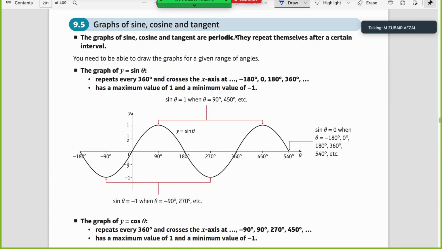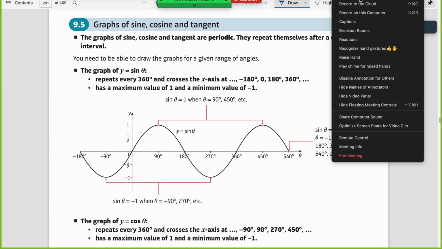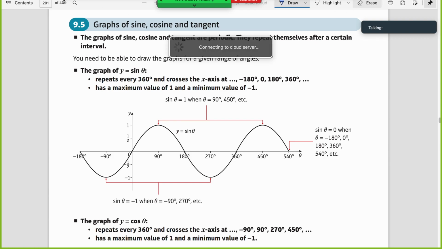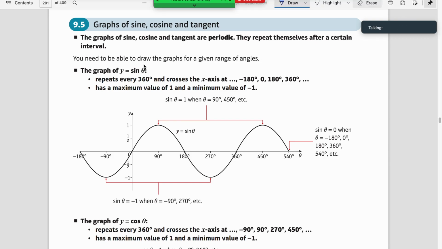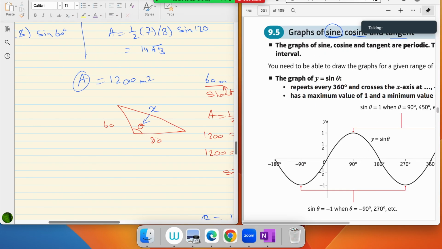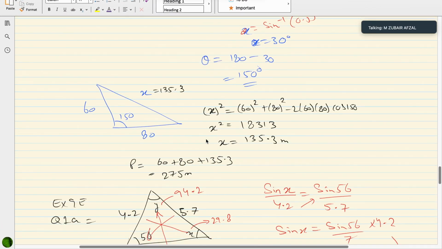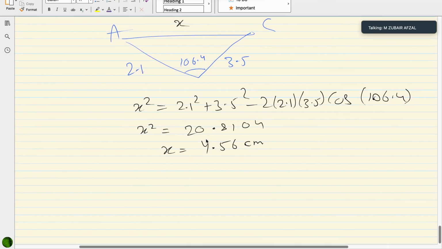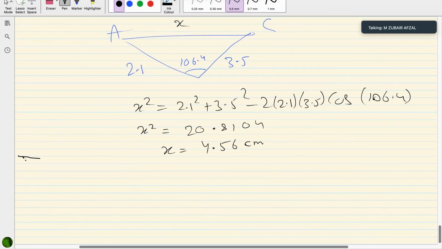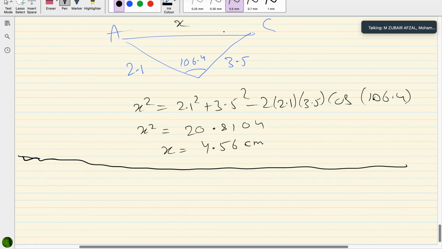Covering graphs of sine, cosine and tangent. We will first work on sine, later on we'll compare it with cos and tangent. That is easier to understand. So let's get started. These are the graphs. At a later stage we will also study transformation of these graphs.